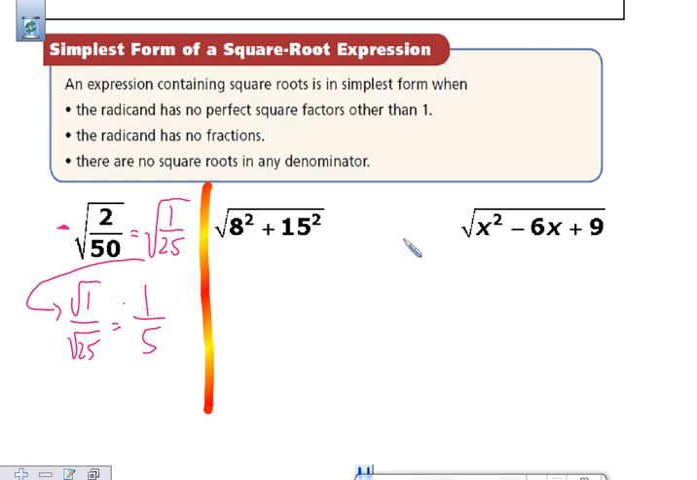What about a problem that looks like this for the second problem? This one is a little bit harder to do. You're going to have to do a little bit more work. Like say the 8 squared and the 15 squared.